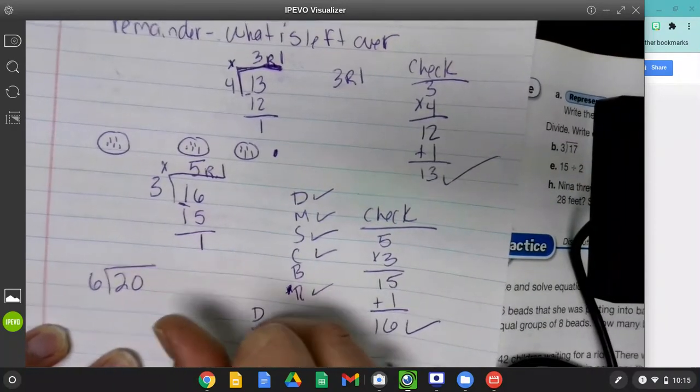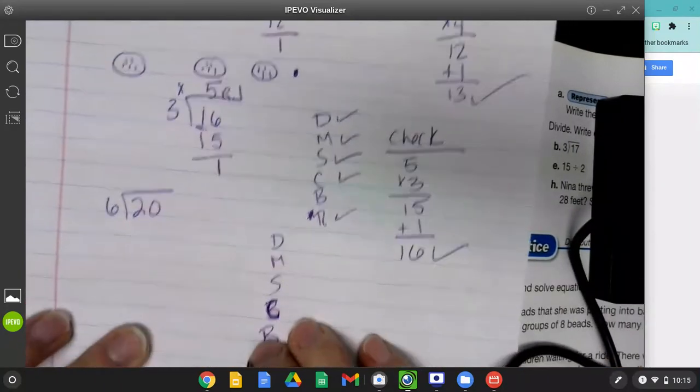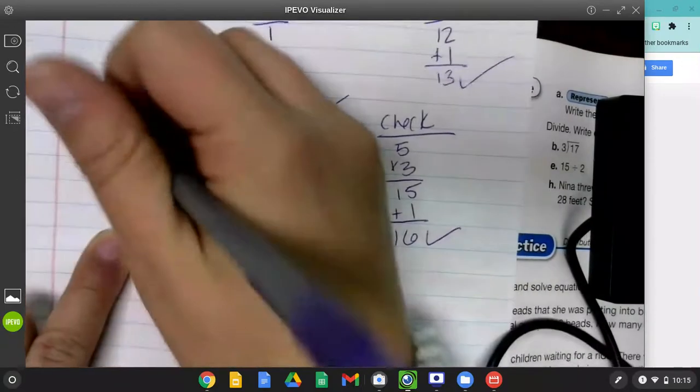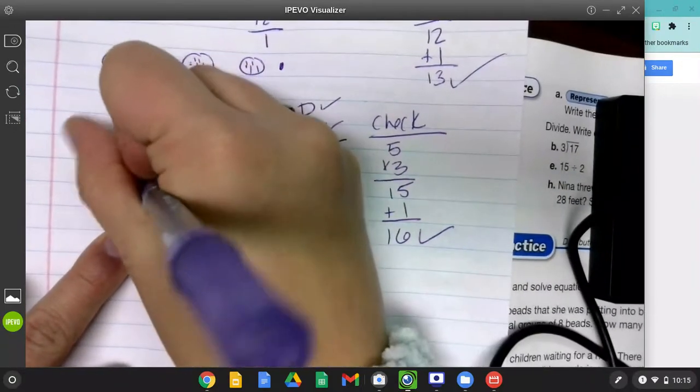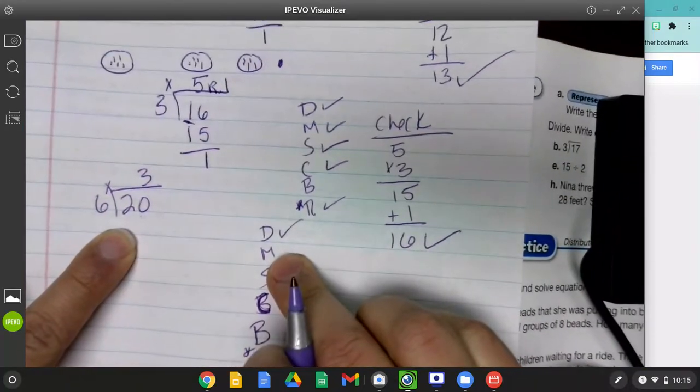Oops, I got my C. So, "Does McDonald's sell cheeseburgers raw?" Put an asterisk next to the R. Okay, so 6 can go into 20. This is where we have to know our multiplication facts. 3 times. So that's dividing.